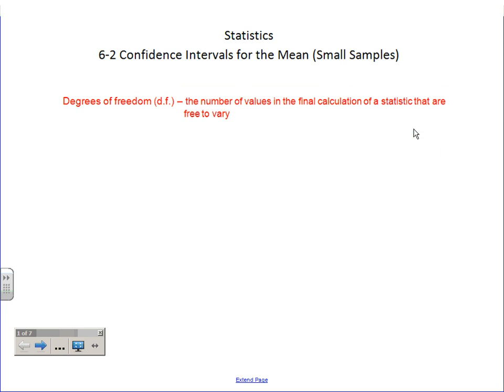Basically, they say degrees of freedom are the number of values in the final calculation of some number, or some statistic as it is in this class, that are free to vary. So some of them can be whatever they want, and some of them cannot, is basically what we're saying. But what we want to find out is which ones can actually be whatever they want, which ones can vary.